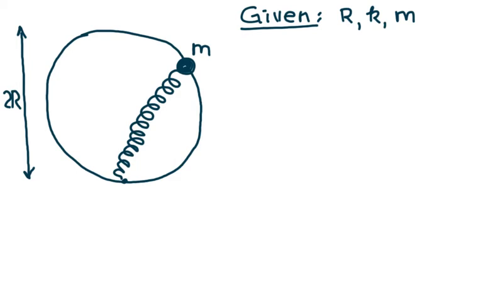So when the spring is relaxed, its length is r, where r is the relaxed length of the spring. The bead is released at the top of the hoop with a negligible speed. And then how fast will it be moving at the bottom of the hoop?